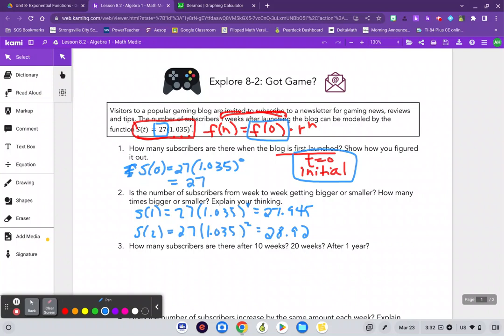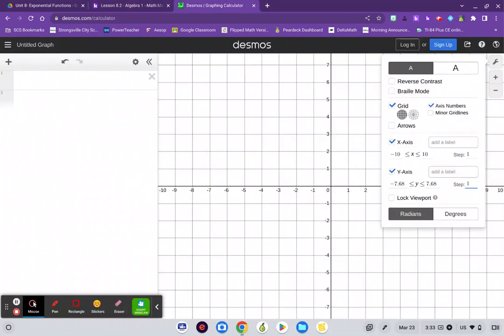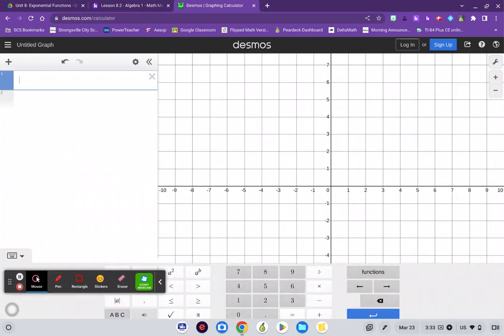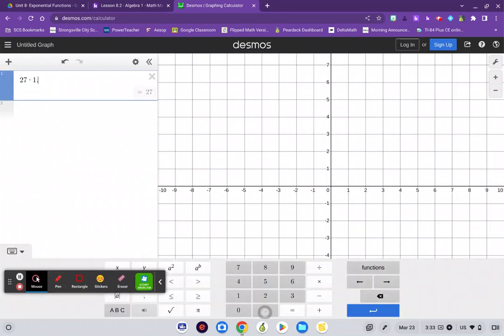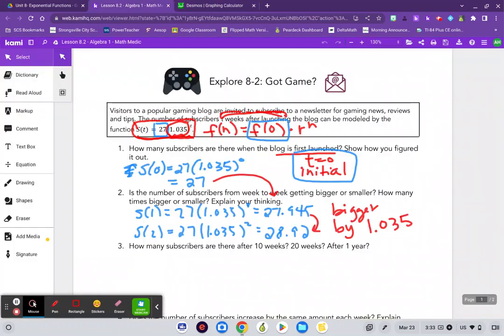So it looks like they're getting bigger. But I went from 27 to 27.945 to 28.92. It doesn't look like I'm increasing by adding the same amount. It looks like I'm multiplying by something, which makes sense because we have this exponential. And so my multiplier is this number right here. So bigger by that r value, or that multiplier, 1.035. I can double check that. In Desmos, I can say 27 times 1.035, and I get 27.945. So that makes sense.